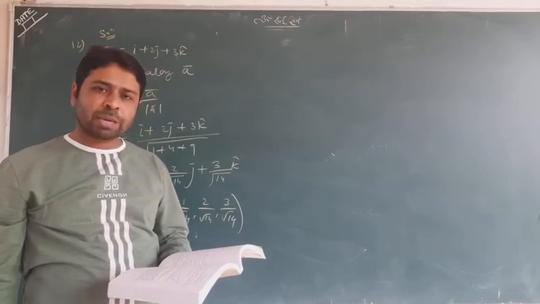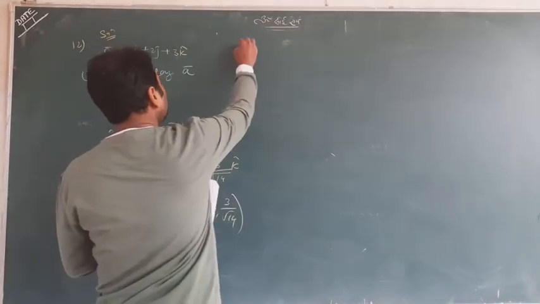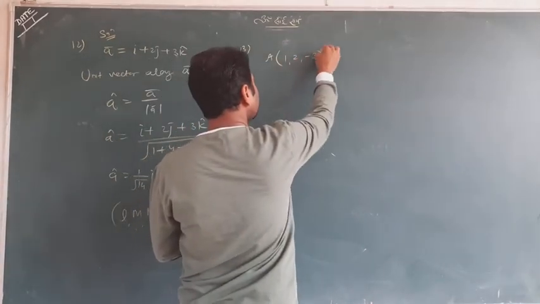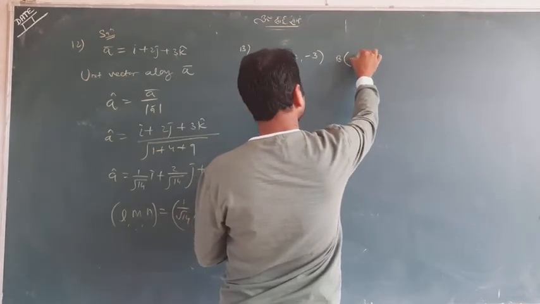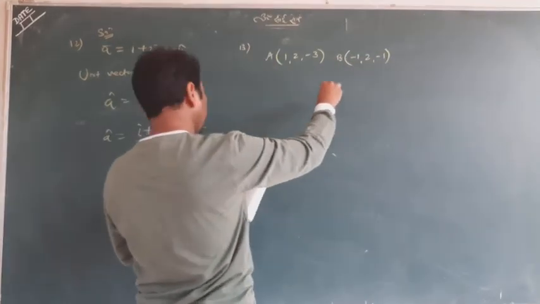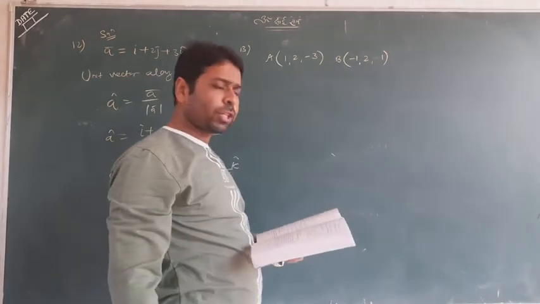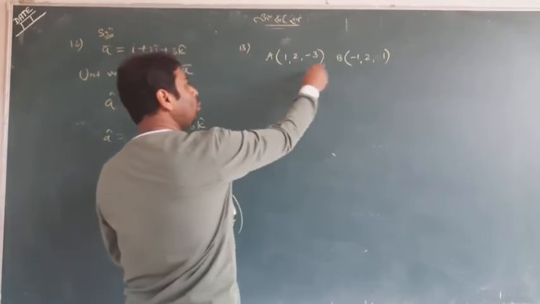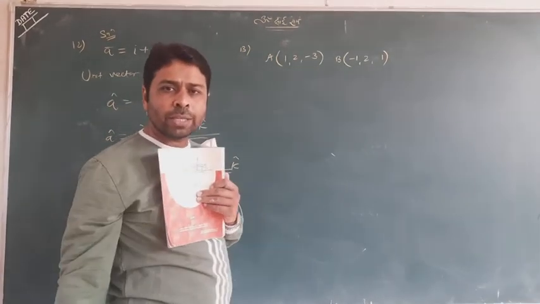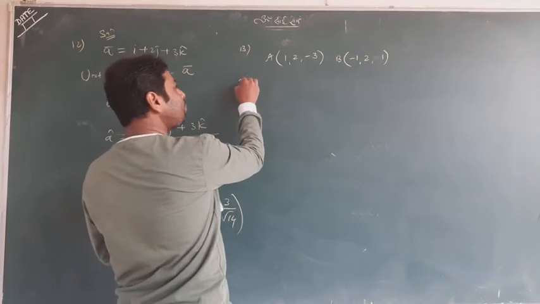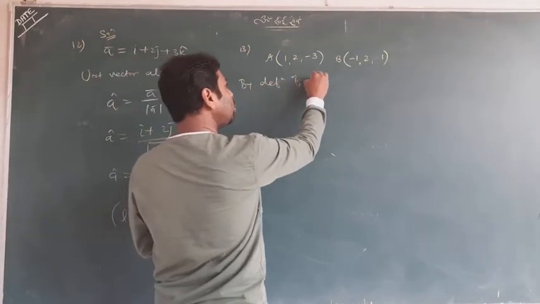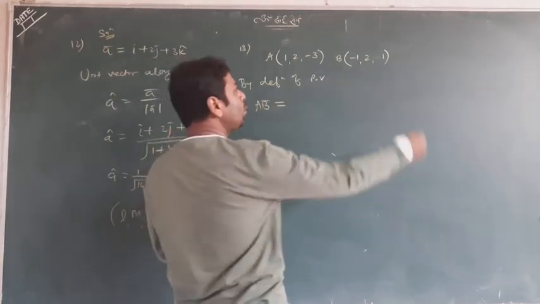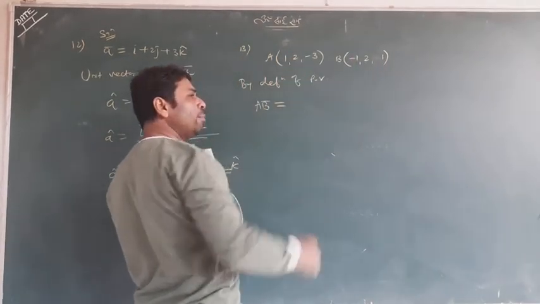Question number 13. A is given as 1, 2, minus 3, and B is given as minus 1, 2 and minus 1, and you are told to find the direction cosines of the vector from A to B. First you want to find the vector, then you can find the cosines of AB. By the definition of position vector, you will find AB. How can we find AB? We subtract the position vector of A from the position vector of B.